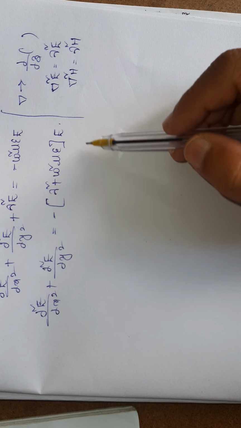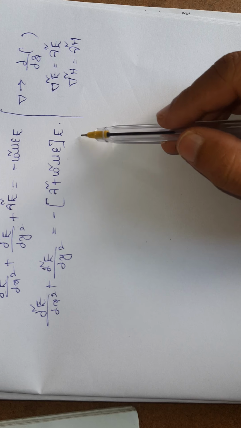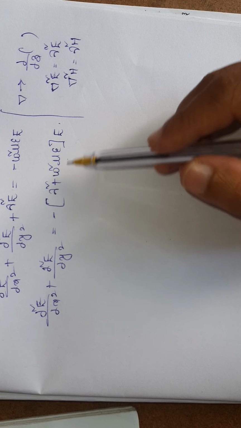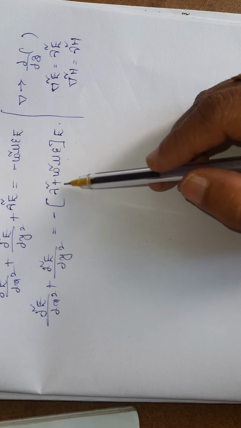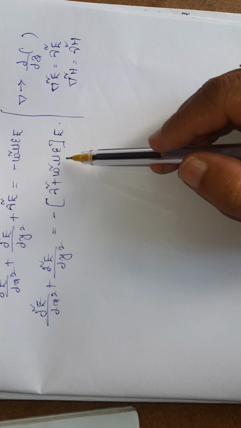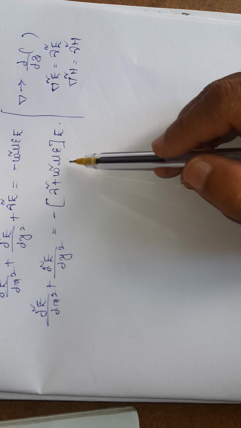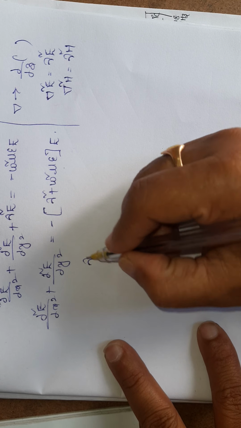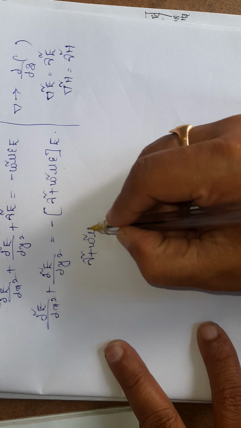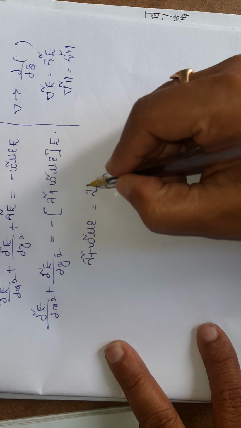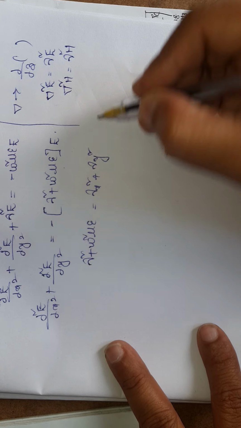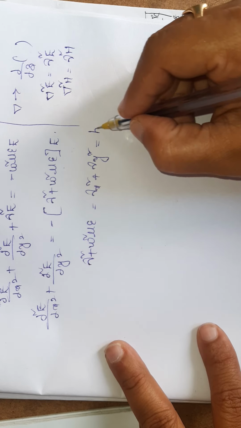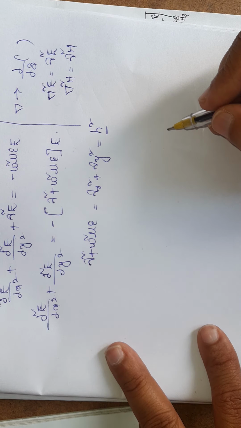For parallel plane waveguides, this is replaced as γx², because the wave is restricted only along the x direction. But in a rectangular waveguide the wave is restricted along two directions. So γ² + ω²με can be written as γx² and γy², and totally I can write it as h².